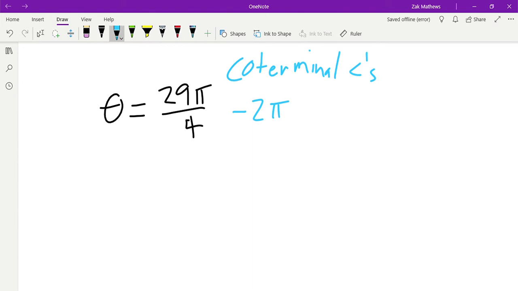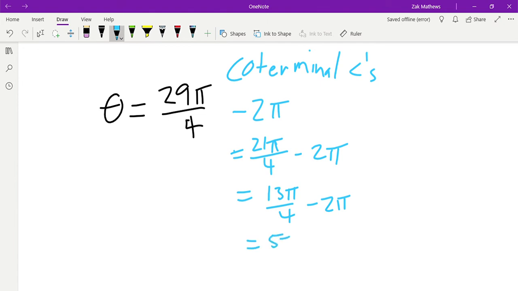So if I subtract 2 pi, that's the same as 8 pi over 4. Subtract it once, I get 21 pi over 4. Of course, I'm going to have to subtract this a few times, so I could have done it more efficiently. I could have divided 8 into 29. Would have gotten 3 whole times, leaving me a remainder of 5. But if we keep subtracting the 2 pi, we'll get there eventually too. 21 minus 8 would be 13 pi over 4, and then subtracting one more full rotation, we get 5 pi over 4, which I said just a second ago we should expect.